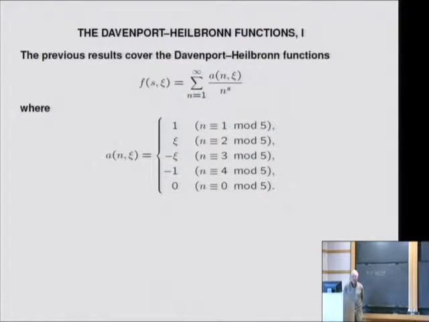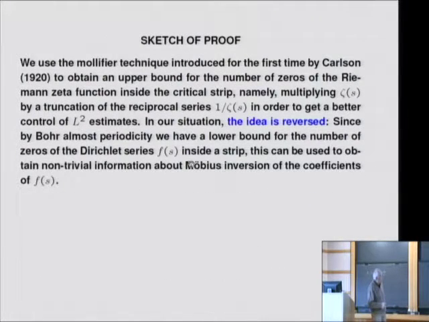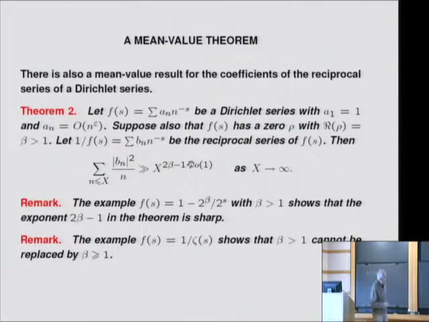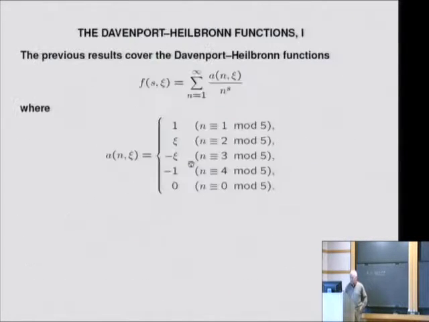Okay, so now. I'm sorry, I came a little late. Could you remind me what you just proved? Yeah. I proved, in mean value, that if you have a Dirichlet series with coefficients bounded by n to the epsilon, with real part greater than 1, notice this means in particular that this is absolutely convergent for real part greater than 1. Consider the reciprocal series, then you have this lower bound for the weighted mean square value. And the lower bound is sharp in some cases.